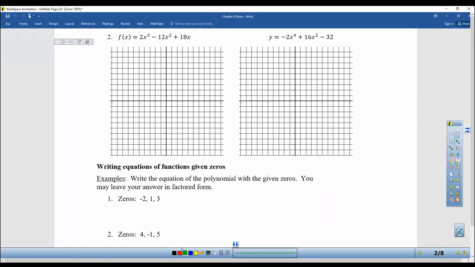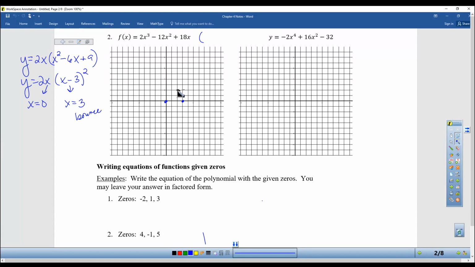Number 2. Again, if you haven't done it yet, try it on your own. So don't forget factoring out first. I can take out a 2 and an x. That leaves me with x squared minus 6x plus 9, which then becomes x minus 3, the quantity squared. So either x is equal to 0 or x is equal to 3. This one is going to be a bounce because of the square. So at 3, there's a bounce, and 0.